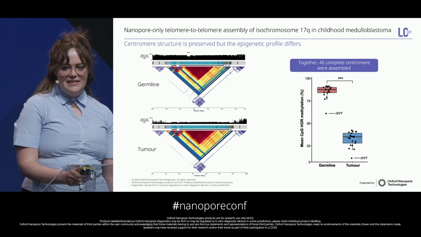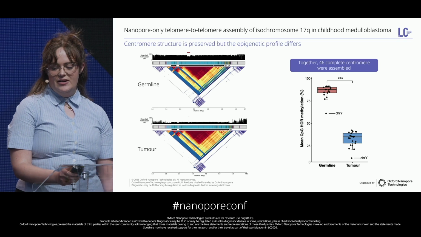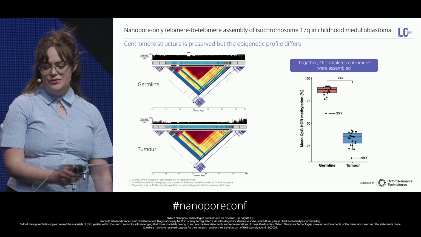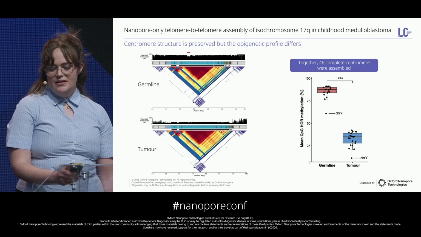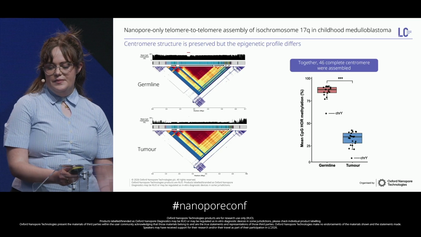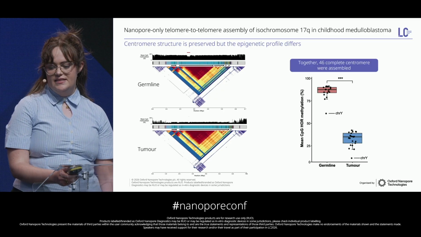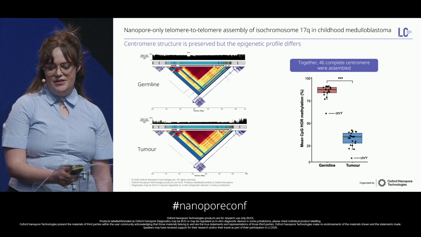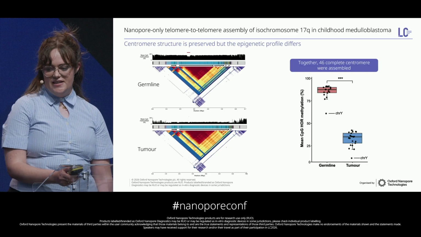When comparing the mean CpG methylation between these centromeres, it was very apparent that this was specific to all centromeres in the tumour sample. We've since looked across a cohort of medulloblastoma patients and found that actually the CpG methylation across the centromere varies greatly between patients, and it's something that we're interested in investigating further.